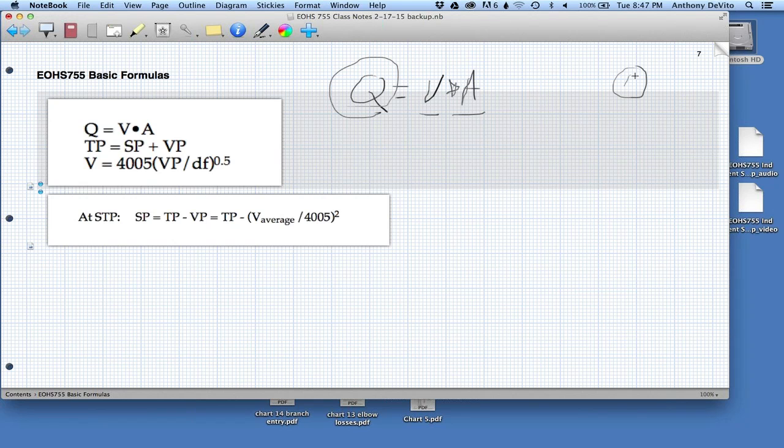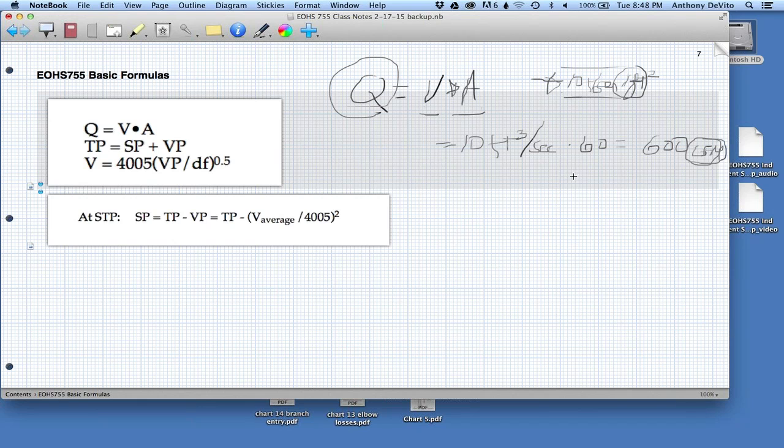So if you have a round duct that has a 1 foot squared cross-sectional area, and you're moving air at the rate of 10 feet per second, how much air are you moving through there? Well, the velocity is 10 feet per second, times 1 square foot, is 10 cubic feet per second. Now we multiply that typically by 60 because we usually deal in cubic feet per minute, CFM.